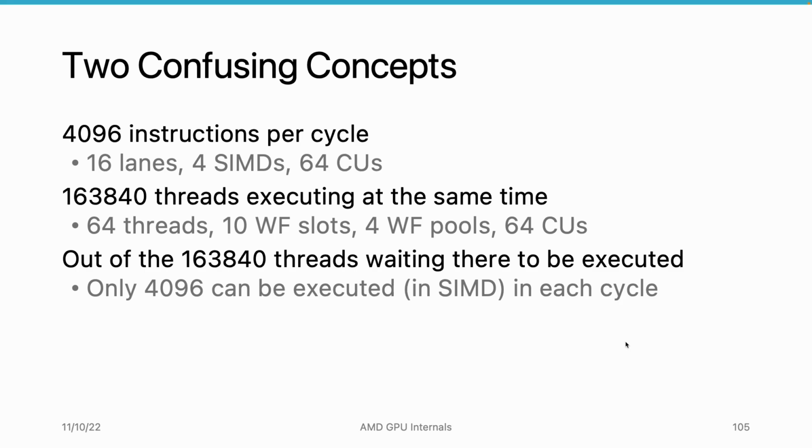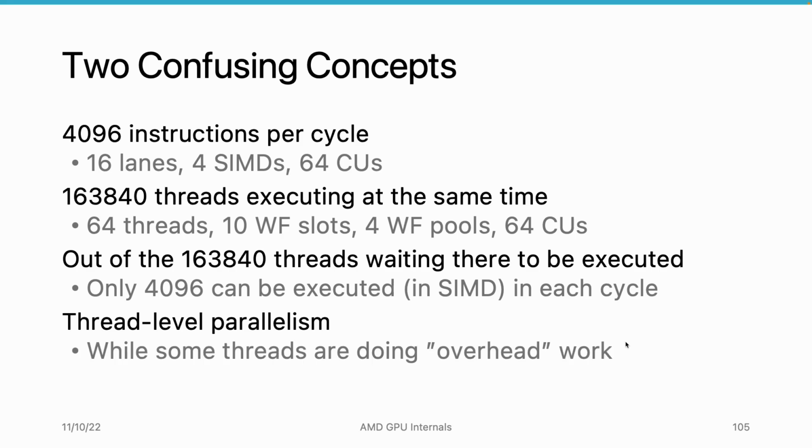This actually gives another understanding about thread level parallelism. Remember, in the first unit, we were talking about thread level parallelism, the difference between the CPU and the GPU. While some threads are doing real work for the SIMD unit, some threads are doing the overhead work, for example, loading data from memory and calculating some addresses using scalar instructions. The overall goal is to fully utilize the SIMD unit. But to fully utilize the SIMD unit, we need to have sufficient data waiting there to be executed.